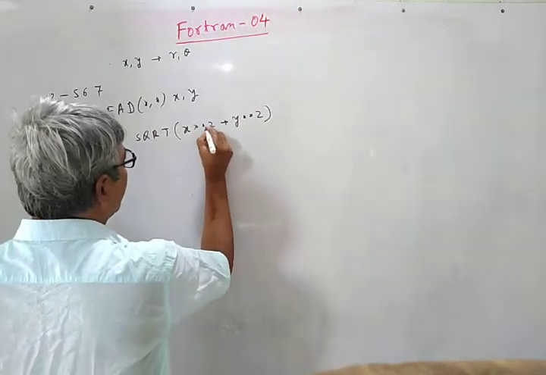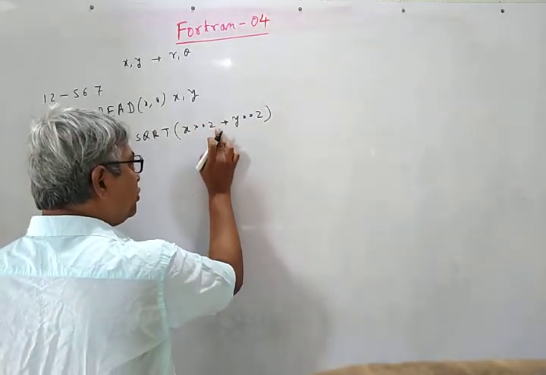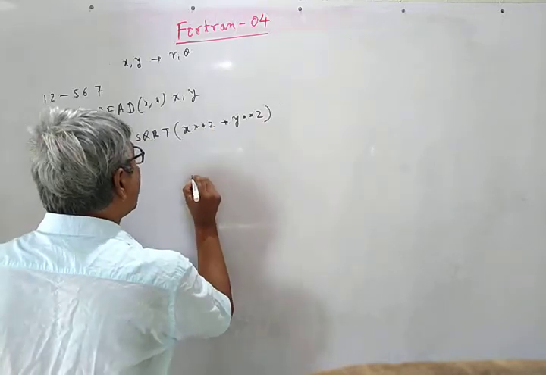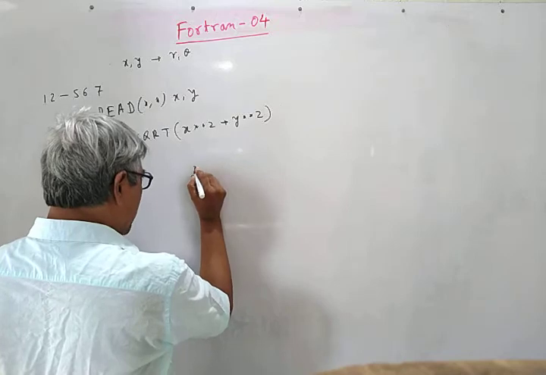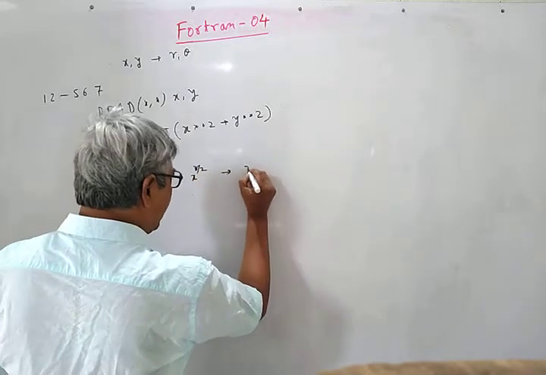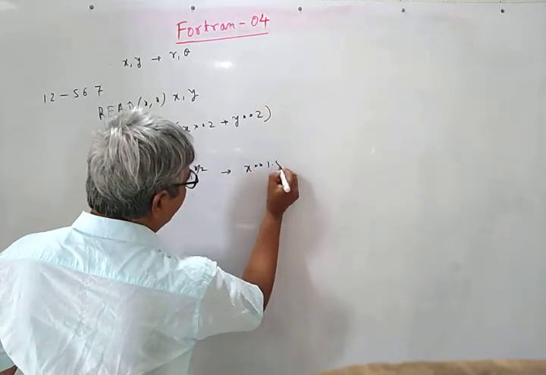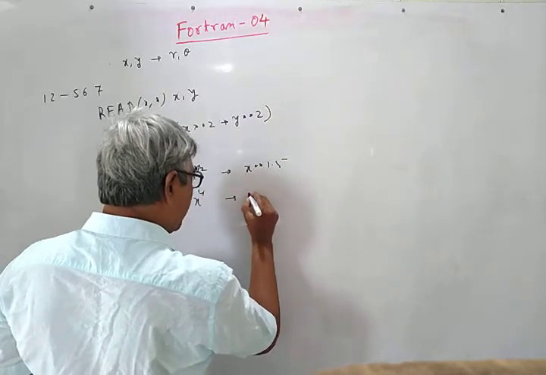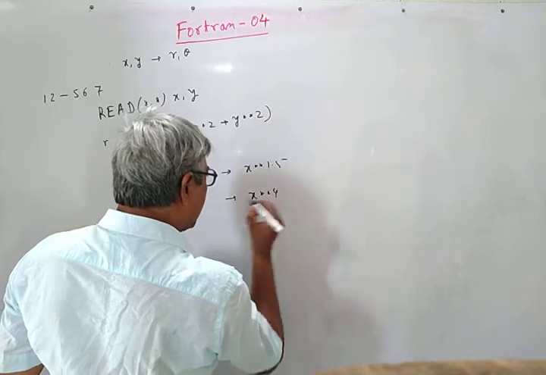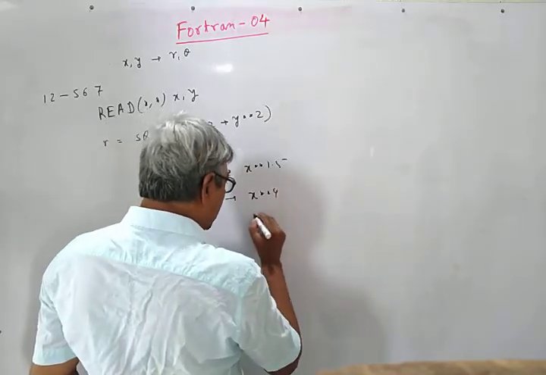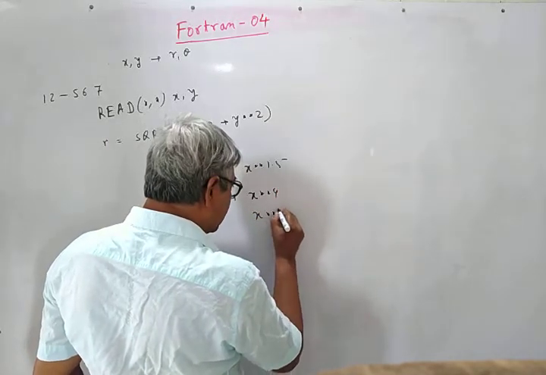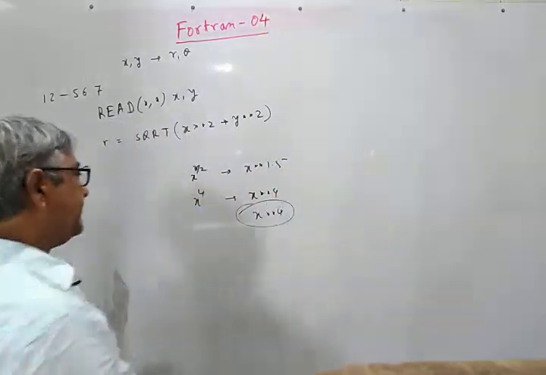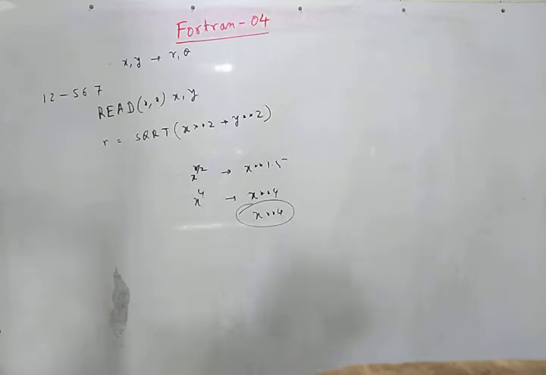While writing an exponent, do not put a decimal unless it is required. So if you want to write x to the power 3 by 2, then do write x double star 1.5. But if you need to calculate x to the power 4, it is preferable to write x double star 4, and I strongly discourage writing it with a decimal. We prefer to write it in integer mode.